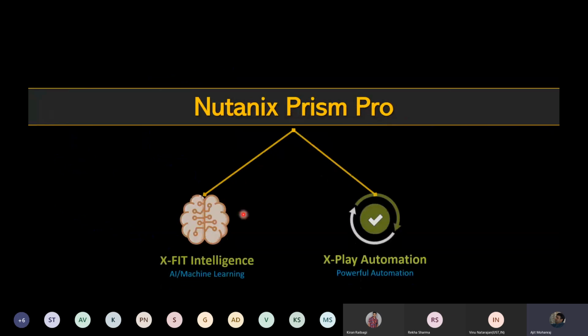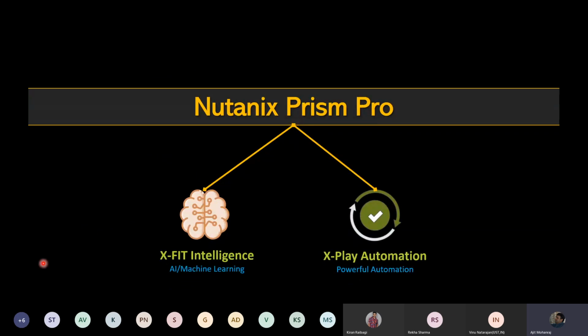So what is Nutanix Prism Pro? At the heart of this, and you already know one part of the story, is the X-Fit intelligence piece, which is nothing but my AI and machine learning part. And on the right-hand side is the other important component, which is the X-Play automation part of the puzzle, right?